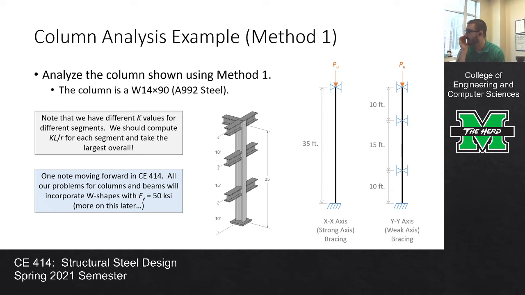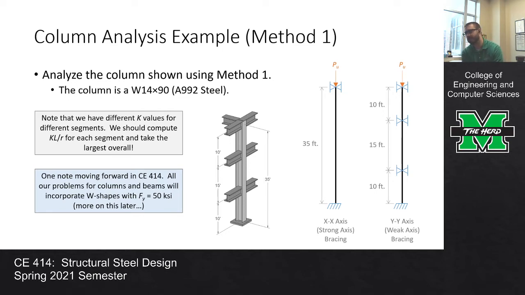What I want to do is an example on that. I want us to do one right now. We're going to do the following column, and this column is the same column I had in those pictures a while back. Now, we're going to have different K values for different segments, so there are going to be different KL over Rs across the board. We should just look at all of them and find the worst case scenario.